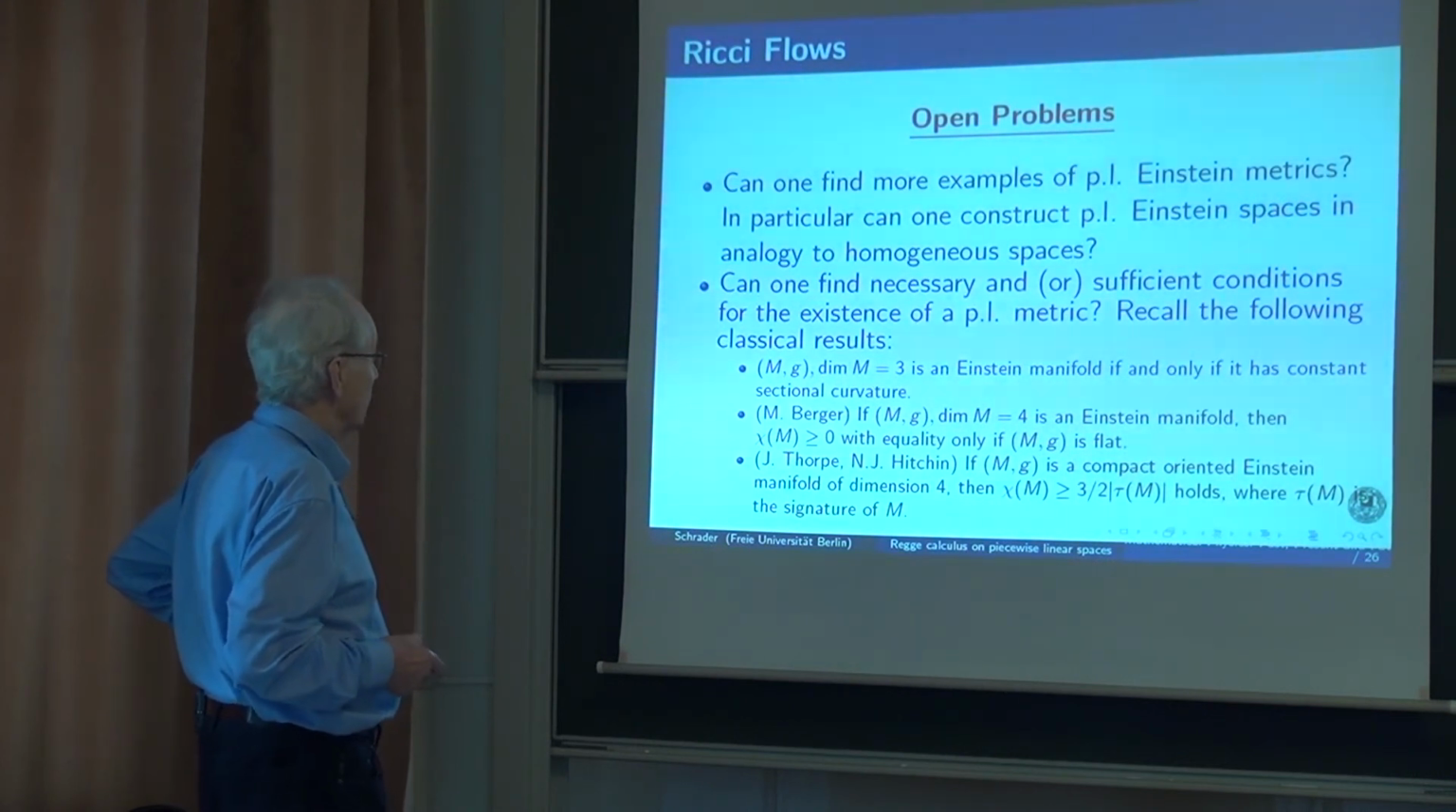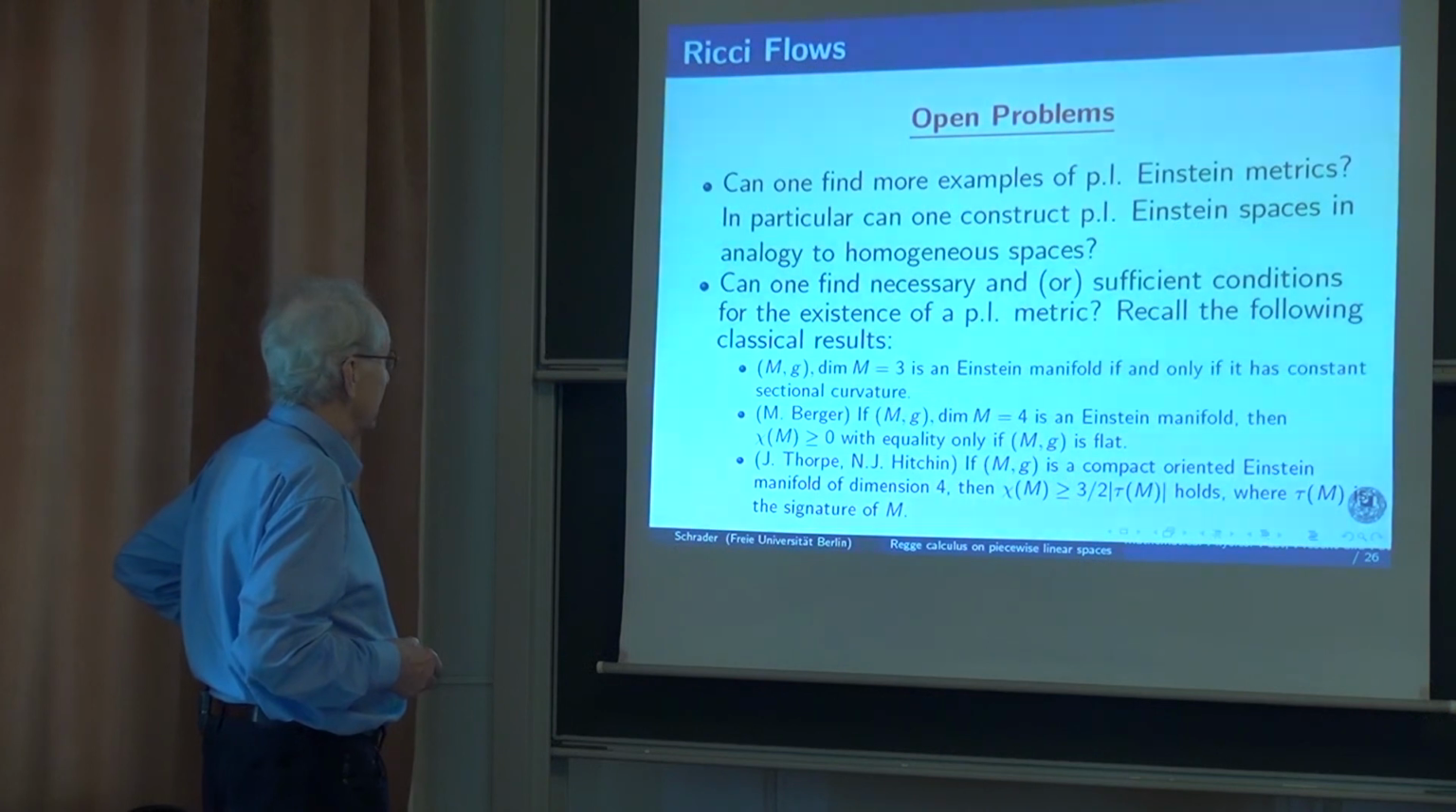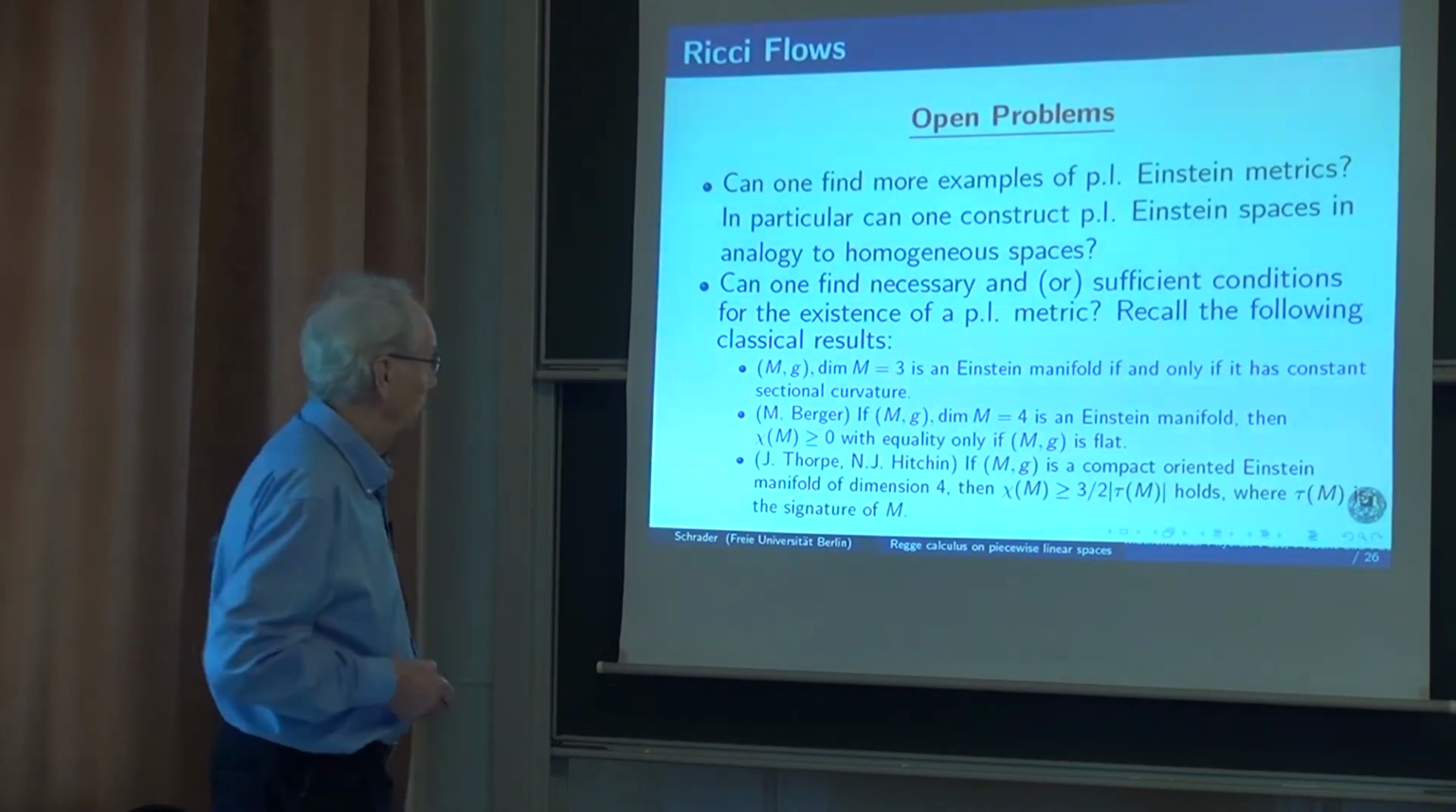I forgot this. So there are some classical results which I recall in this dimension. If you are in dimension 3, M is an Einstein manifold if and only if it has constant sectional curvature.